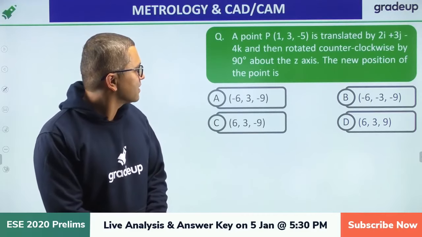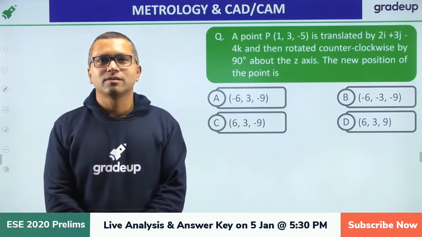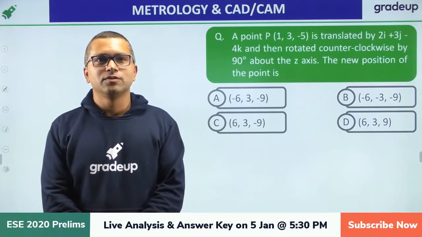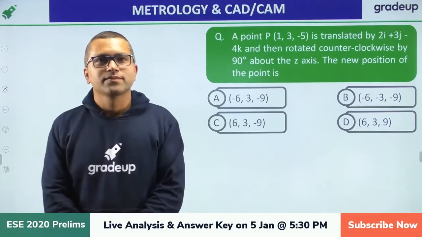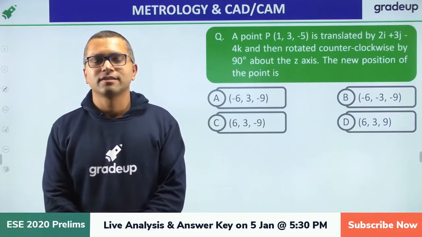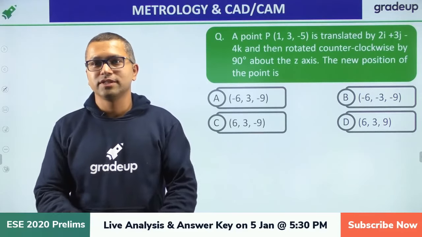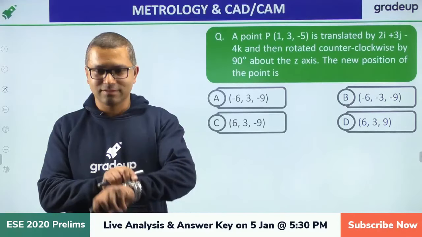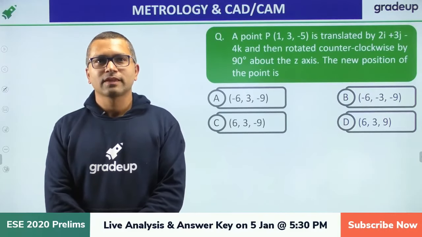Okay, Vineet says A, minus 6, 3, minus 9. Fine. Okay, let's see. Vikas says B, is it? Okay. Fine. You have 1 more minute. Vineet, congratulations, you have done it. But I'm not sure if you have correctly evaluated it or not. Let's see it. Let's take it forward. Okay. Aditya Srivastav says A. Okay, fine.